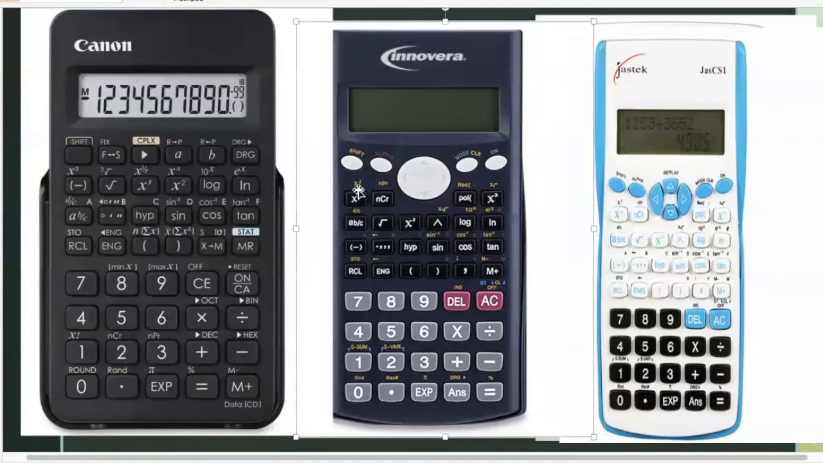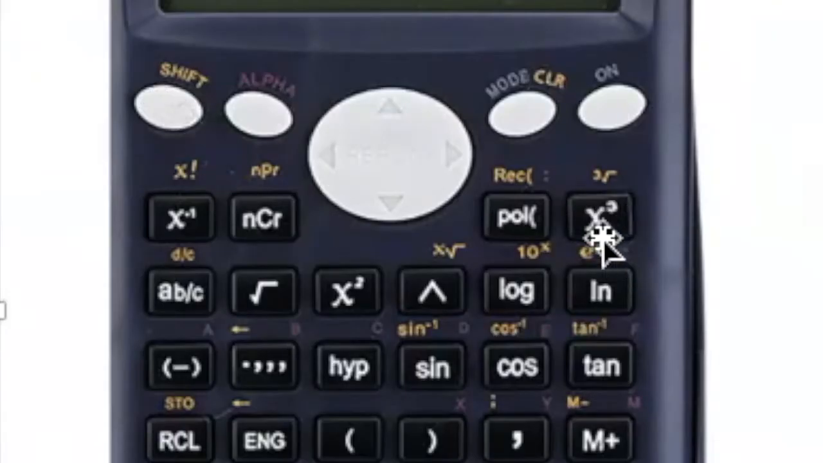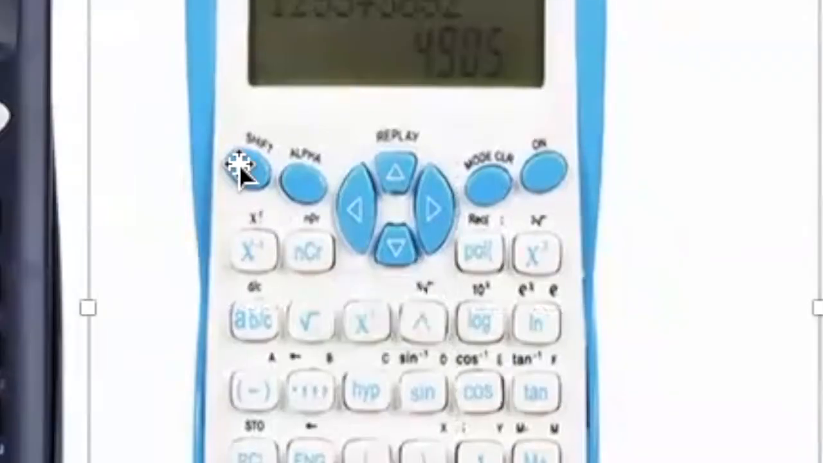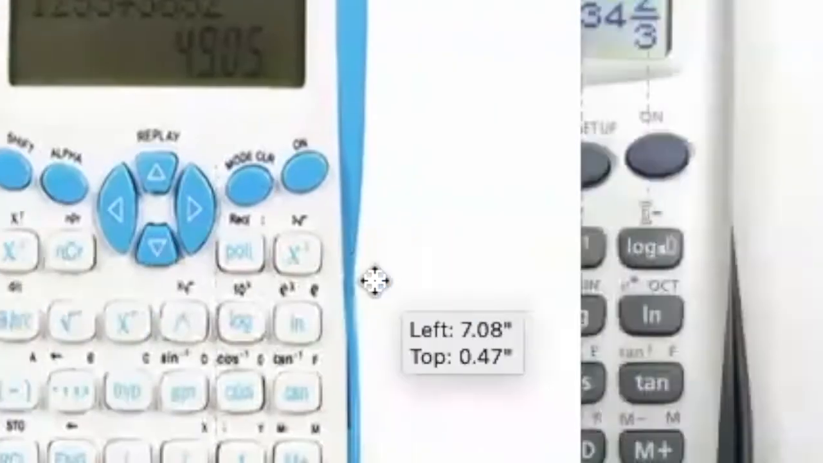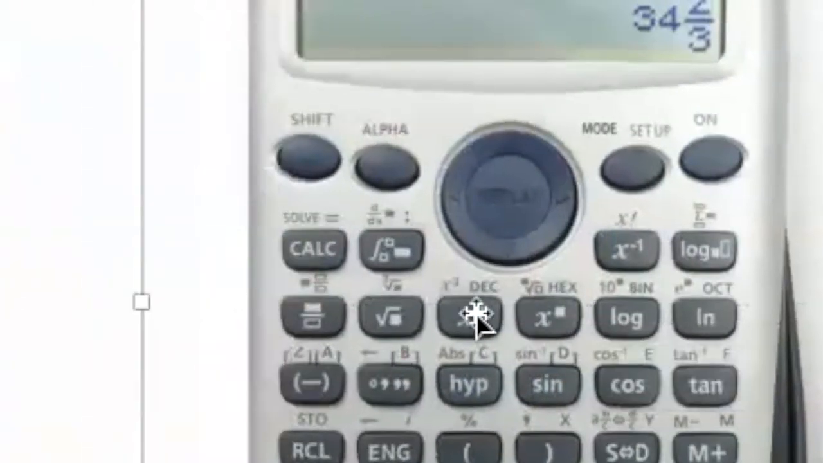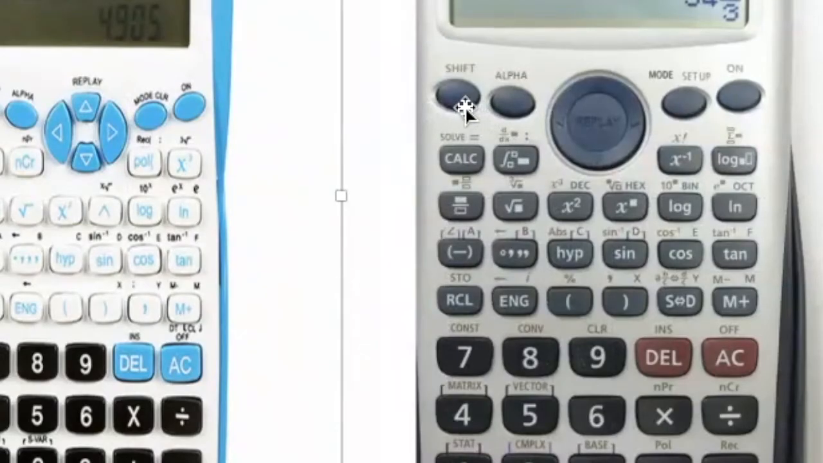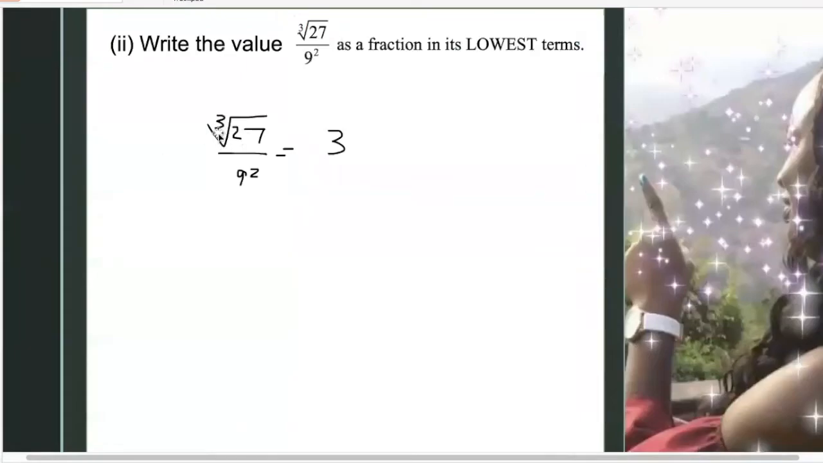Other calculators, you have shift, then you enter the x cube. So x cube, along with shift, is what gives you the cube root. Most calculators have the same thing. So we have shift, and then you enter this root button. That's what gives you the cube root. So the cube root of 27 is 3.